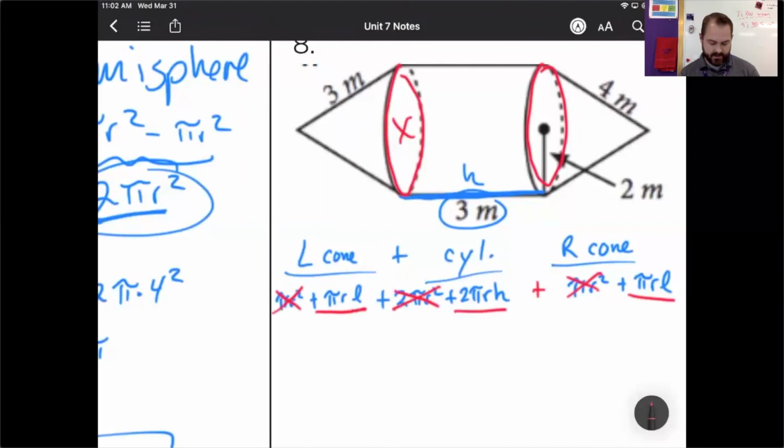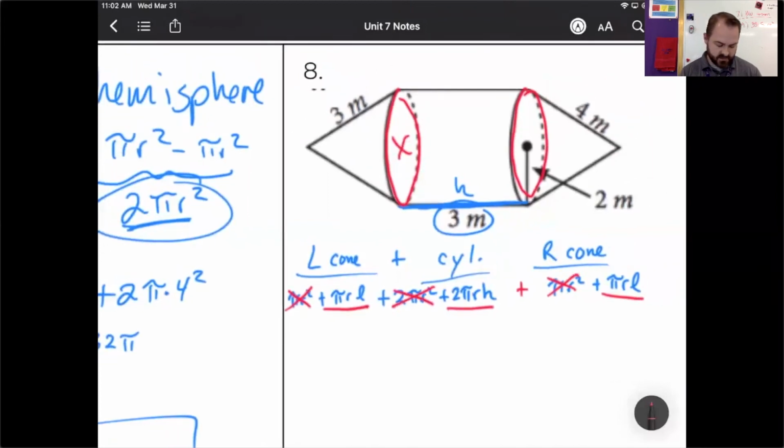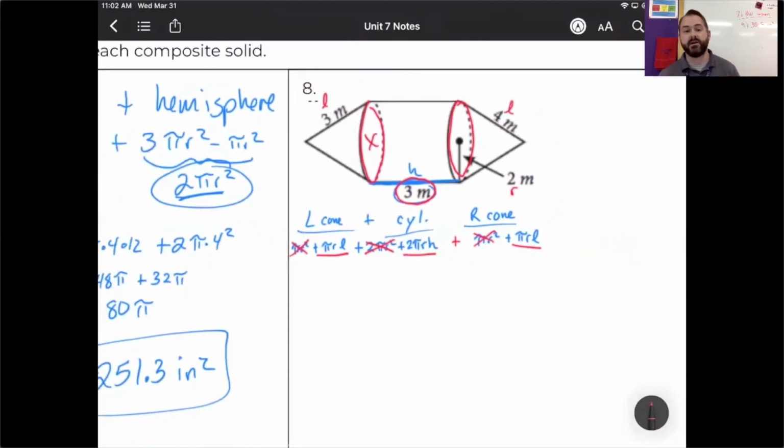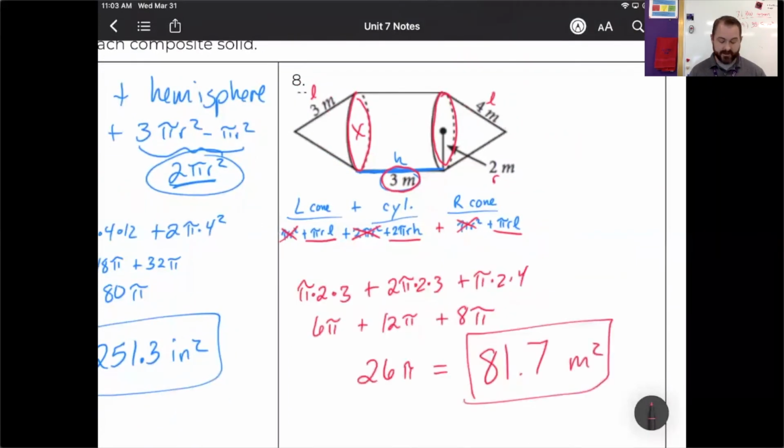The L for the left cone is 3. The H for the cylinder is 3. And the L for the right cone is 4. And the radius for all of them is 2. I want you to try that calculation now. Pause the video here and do these on your own. Find a final answer, rounded to the nearest tenth, for the surface area of this composite figure. If you need more time, keep it paused. Otherwise, this is what you should get: a final answer of 81.7 square meters.